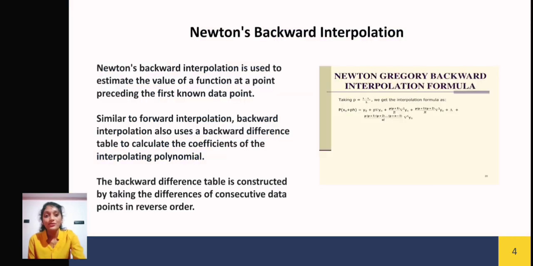So the next is Newton's backward interpolation. Newton's backward interpolation is used to estimate the value of a function at a point preceding the first known data point. Similar to forward interpolation, backward interpolation also uses a backward difference table to calculate the coefficients of the interpolating polynomial. The backward difference table is constructed by taking the differences of consecutive data points in reverse order.